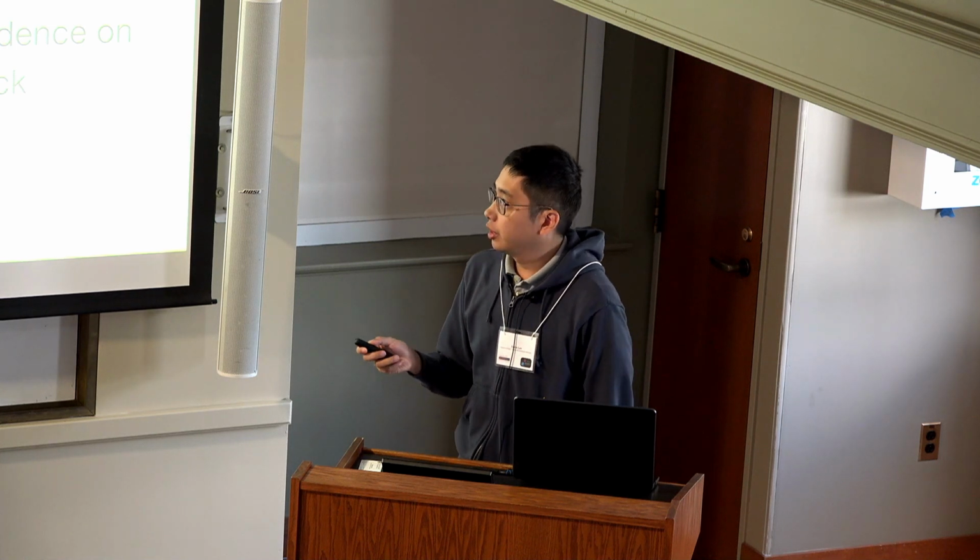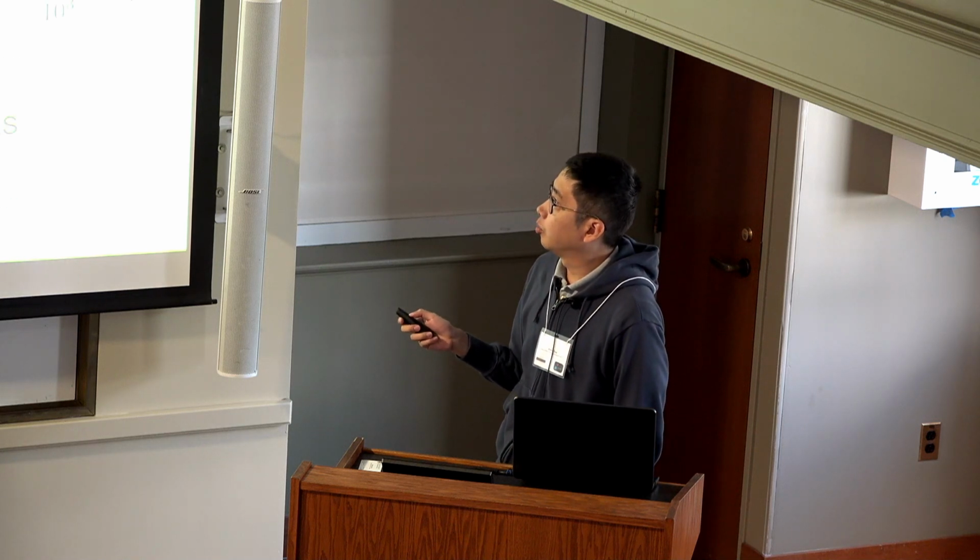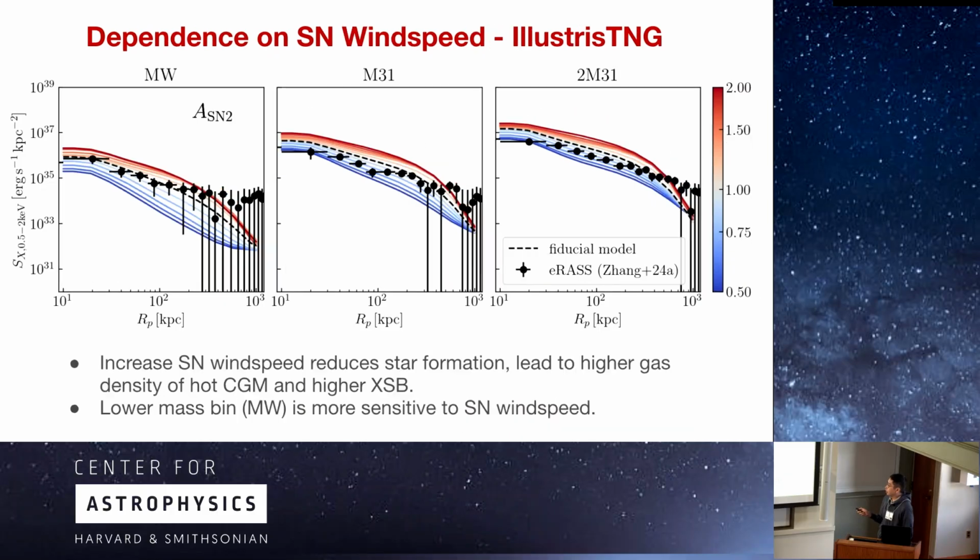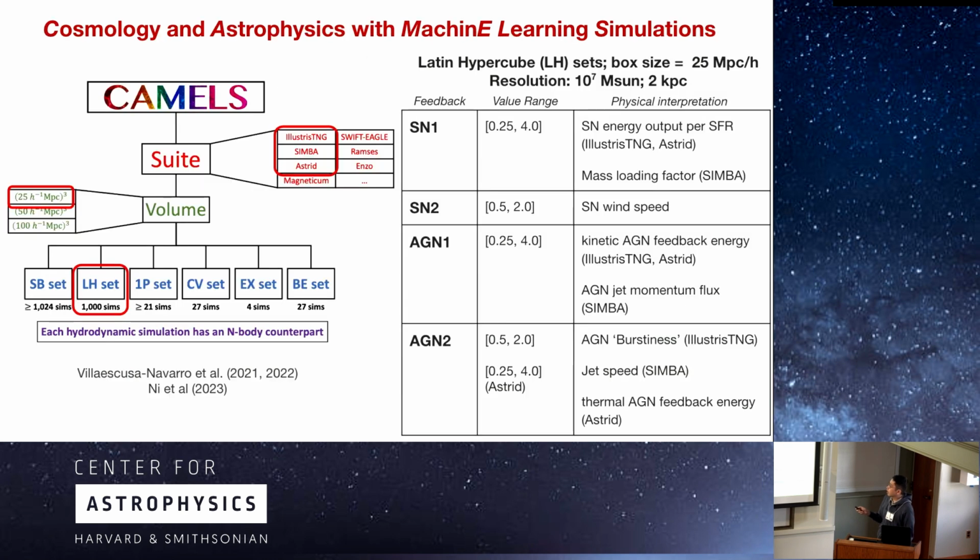What we did in the simulations is, we have 1,000 boxes, and each box is 25 megaparsecs. It has its own number of galaxy halos, and so we measure the average X-ray surface brightness profile and X-ray luminosity for the stellar mass, matching the stellar mass of the observations. So we do a similar stacking procedure for that.